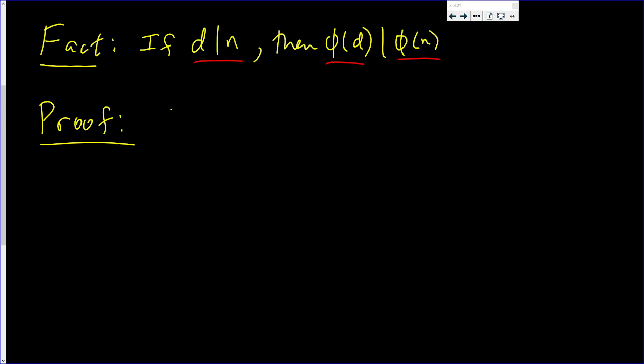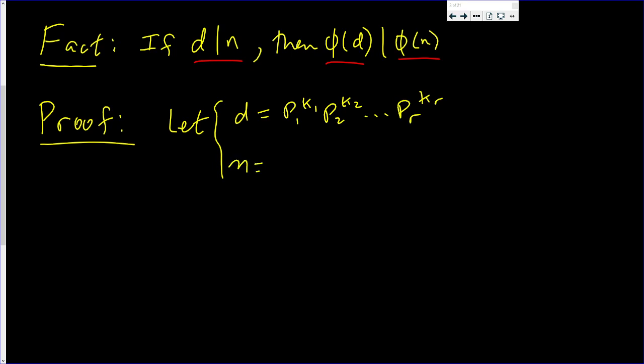Okay, so how about we let D equal P1 to the K1 times P2 to the K2 all the way up to P sub R to the K sub R. And N is going to have these exact same primes. And it may even have other primes, say all the way up to Q sub S.